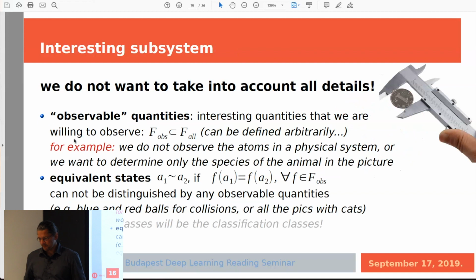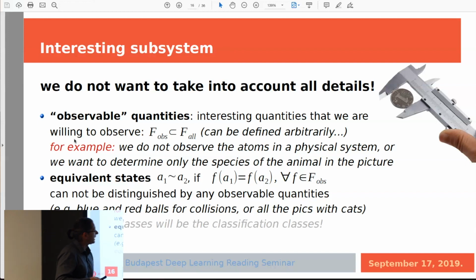Okay, but usually we are not interested in everything on the picture. So we have some interesting subsystem, and we do not want to take into account all the details. And we can define observable quantities. It means that we are willing to observe these quantities. These are mappings from the state of the system to a real number. We measure it.